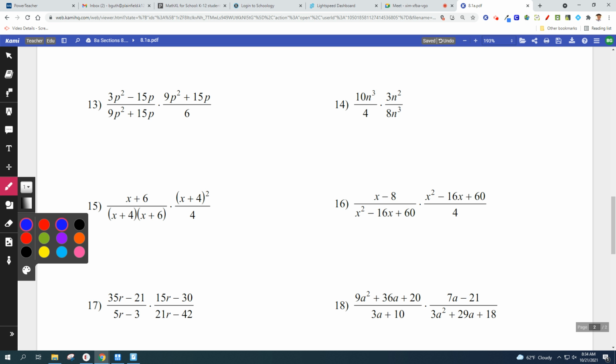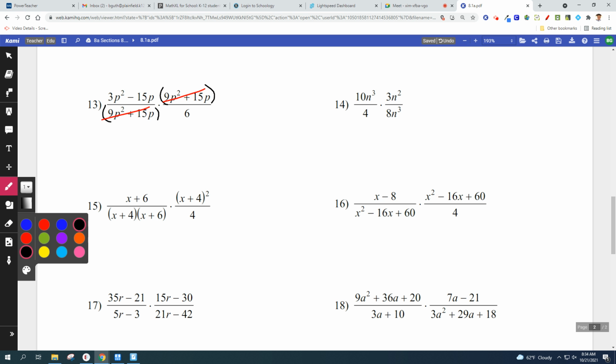Problem looks pretty complicated, but one thing that's kind of nice, I noticed that this and this are the same. It doesn't matter that one's on the left side and one's on the right side. What matters is one's on the top and one's on the bottom. Those two things are going to cancel out. So even though we could do a GCF with that, I don't want to because I don't have to. They're common factors already. They'll cancel out.